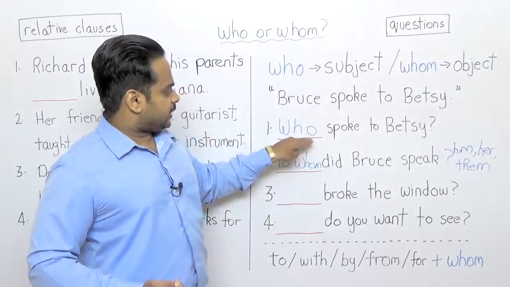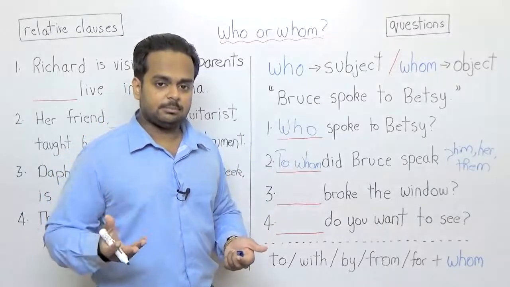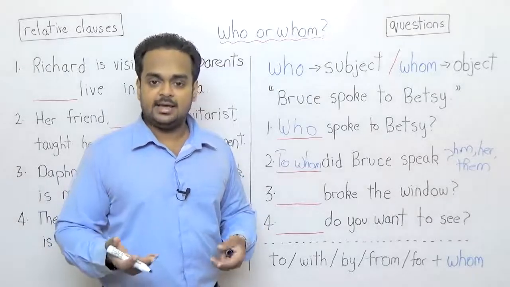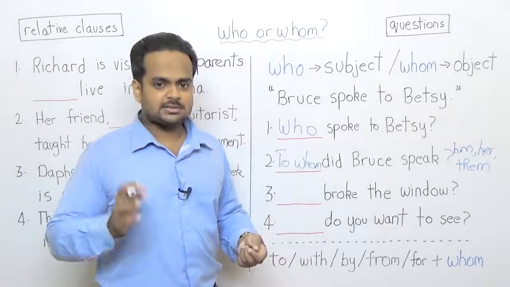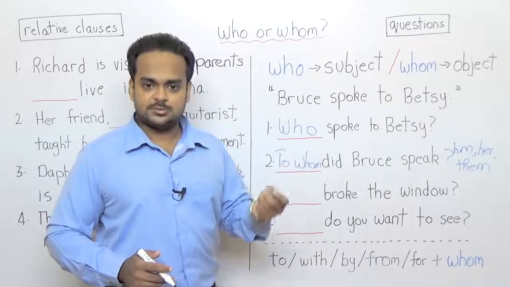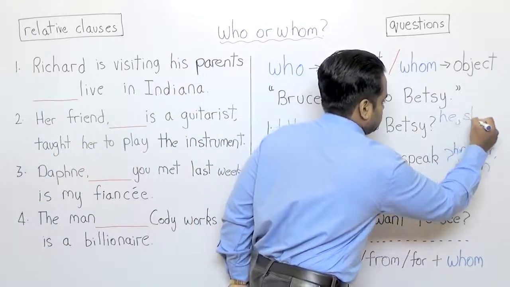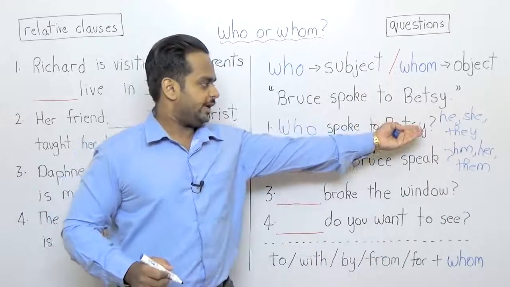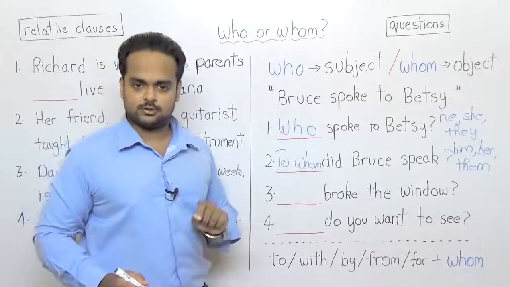But let's go back to this first sentence. Here, you cannot answer with him, her, or them. If someone asks who spoke to Betsy, you cannot say him spoke to Betsy, her spoke to Betsy, them spoke to Betsy. That doesn't sound right. But here, you can say he spoke to Betsy or she spoke to Betsy. So if the answer can be he, she, or they, that is, there's no M in the answer, there's no M in the question.